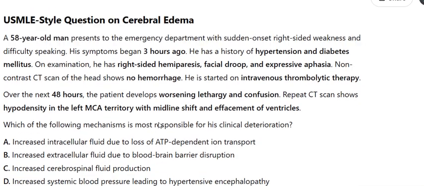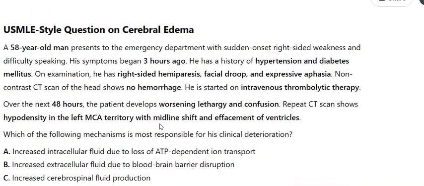USMLE-style question on cerebral edema. A 58-year-old man presents to the emergency department with sudden onset right-sided weakness and difficulty speaking. His symptoms began 3 hours ago. He has a history of hypertension and diabetes mellitus. On examination, he has right-sided hemiparesis, facial droop, and expressive aphasia.